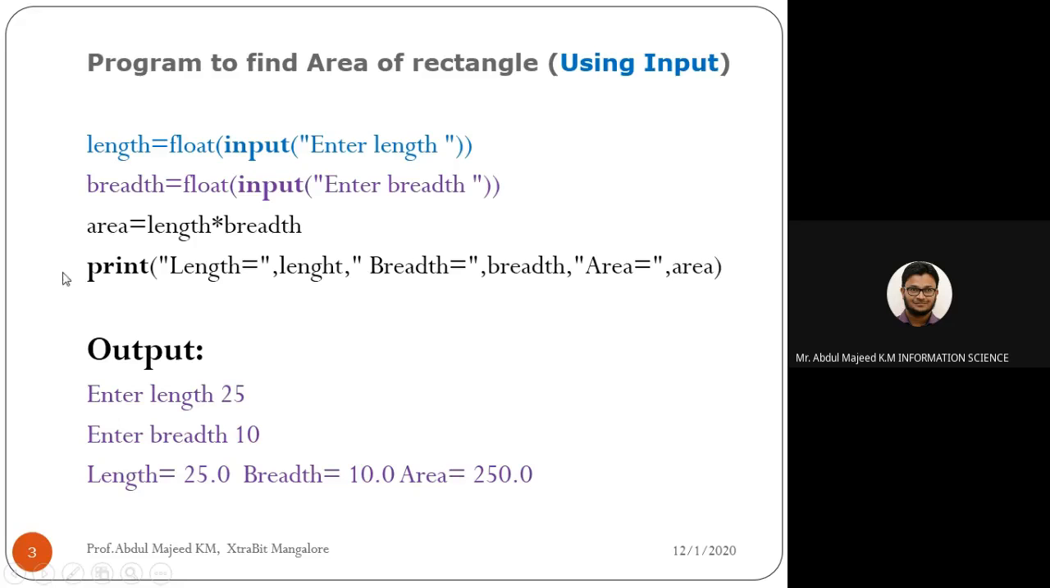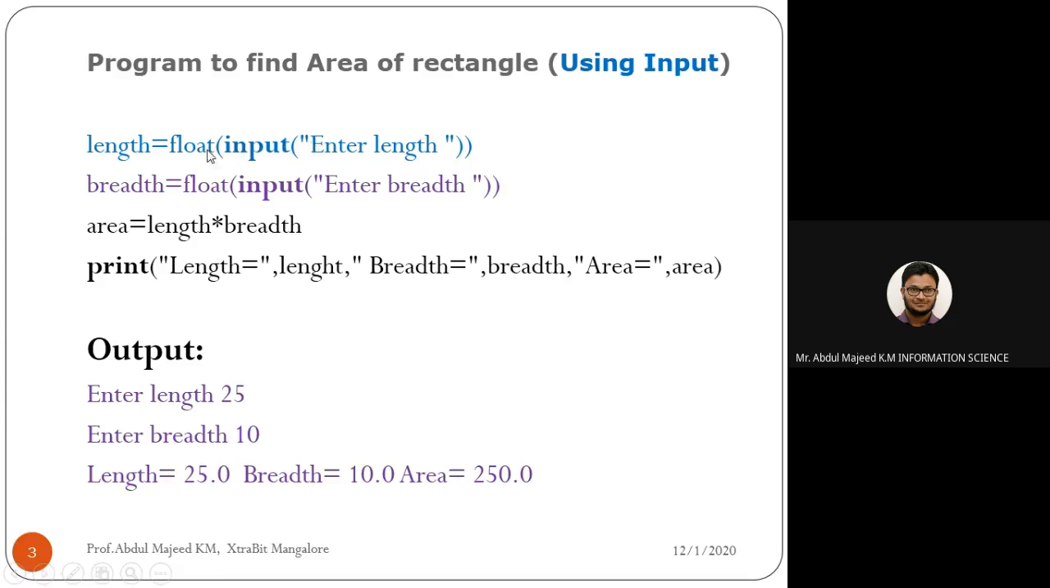In this example we are using the input function to take the value of length from the user. The program finds the area of a rectangle that we discussed in the previous class. Those who have not understood this program can watch my previous videos. It is the same code, but instead of giving the values directly for length and breadth, we are taking the value from the user. We use the input function with the message "enter length", so the user can enter the length. That value will be taken as a string.